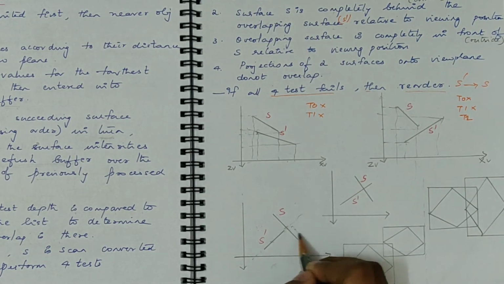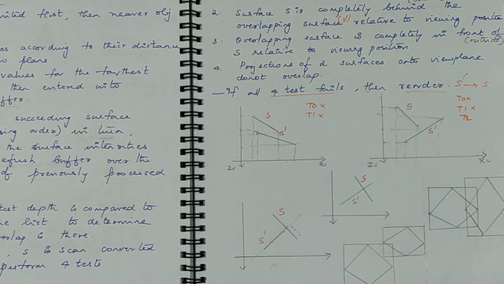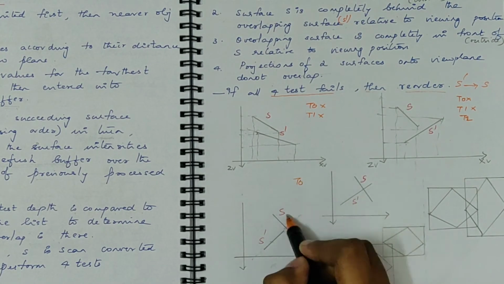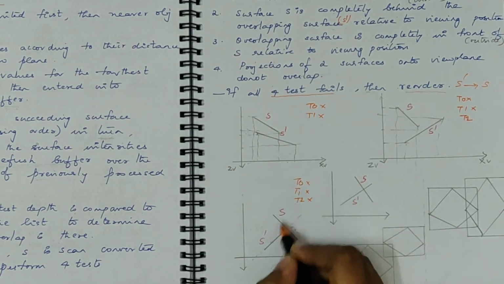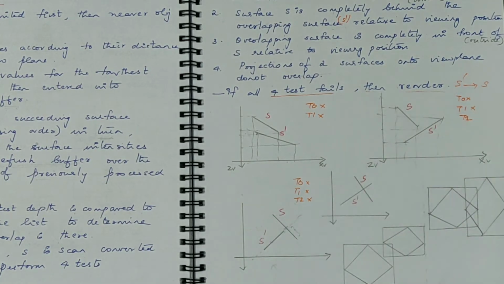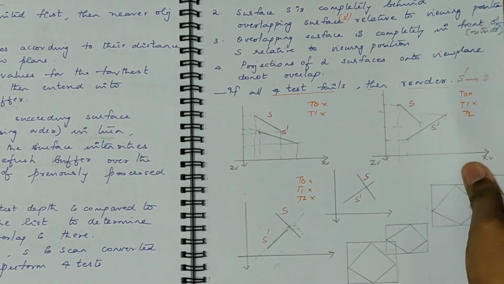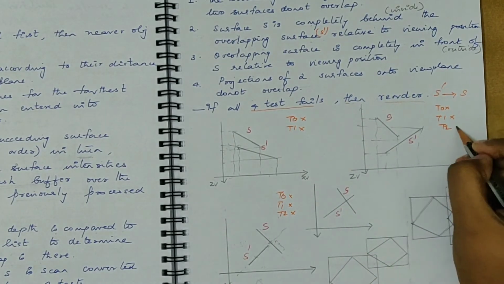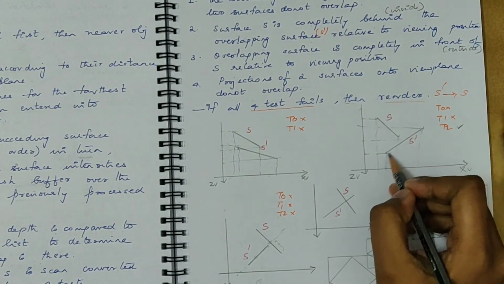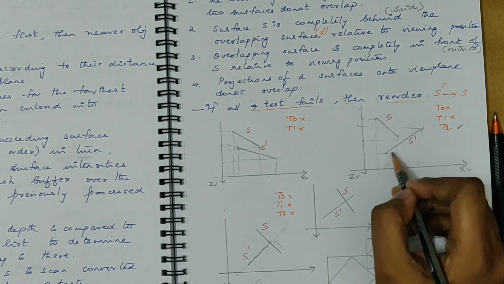So in this case this has failed test 0, failed test 1, and failed test 2 also, in this example. In the previous case it didn't fail test 2, it actually passed test 2 because all the points of S are inside S dash.